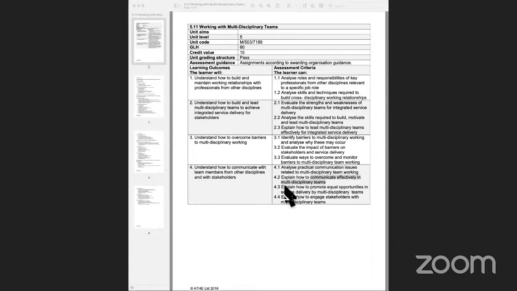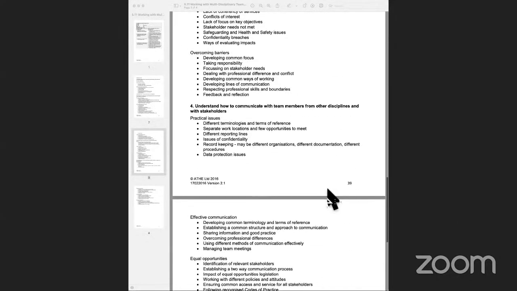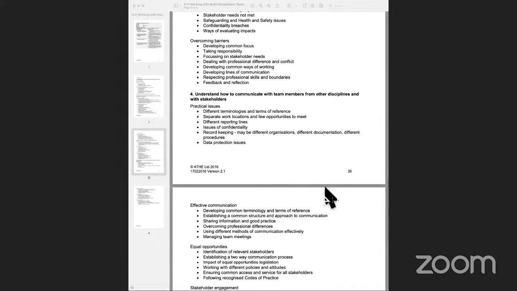Now, in the last learning outcome, we are focused on how we communicate with various stakeholders when you're working as a member of a multidisciplinary team. There is quite a bit to look at in terms of the indicative content here. First, we'll understand the practical issues of working within a multidisciplinary team. These issues are based around communication, time management and things like that, which we generally see when we work in groups and teams.